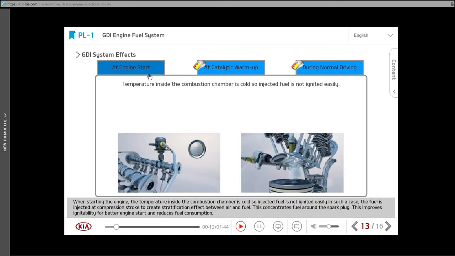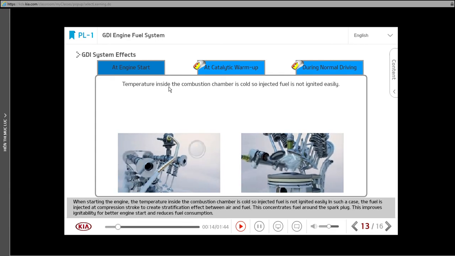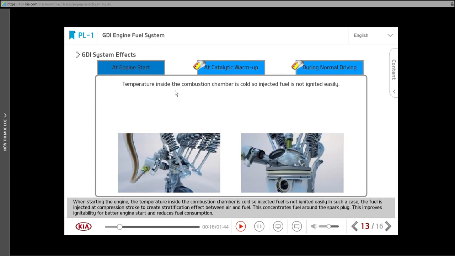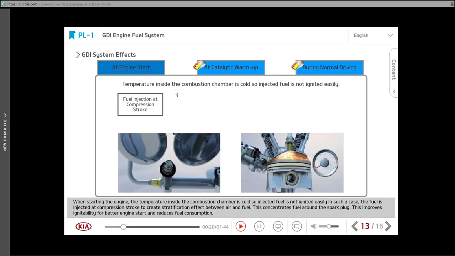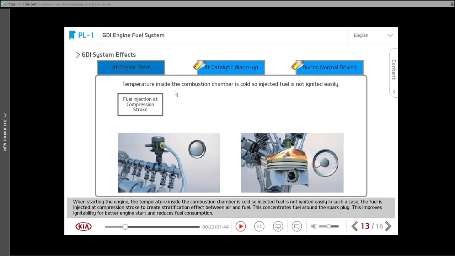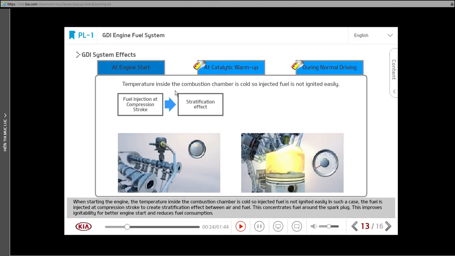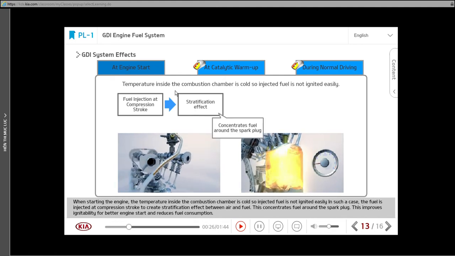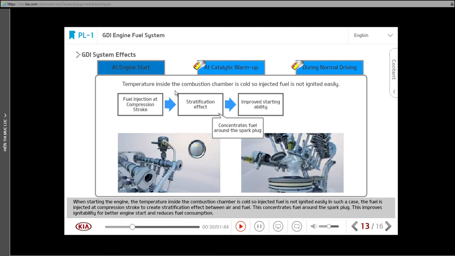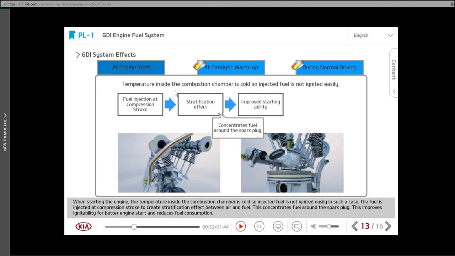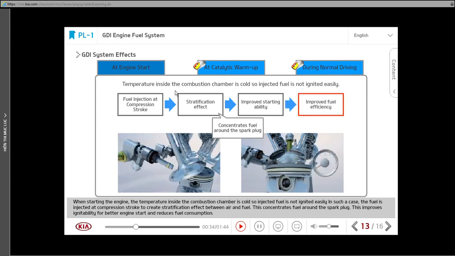When starting the engine, the temperature inside the combustion chamber is cold, so injected fuel is not ignited easily. In such a case, the fuel is injected at compression stroke to create stratification effect between air and fuel. This concentrates fuel around the spark plug. This improves ignitability for better engine start and reduces fuel consumption.